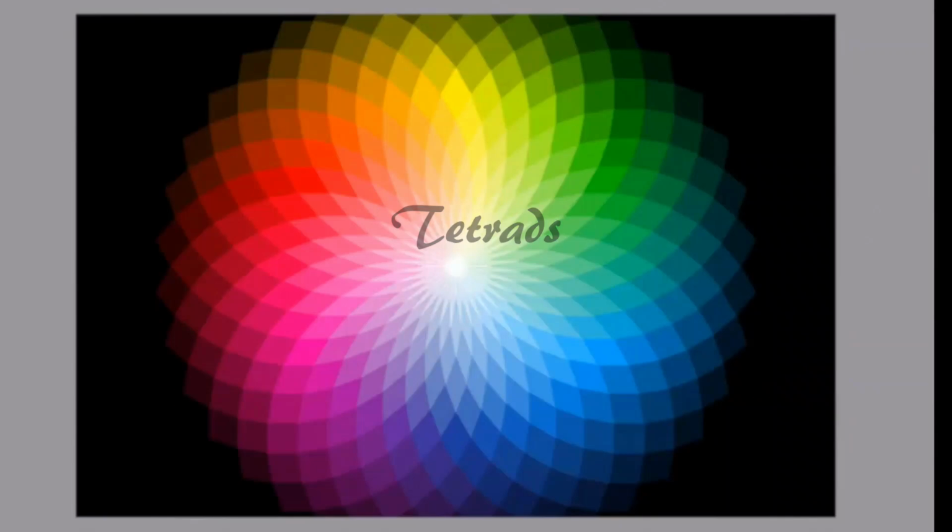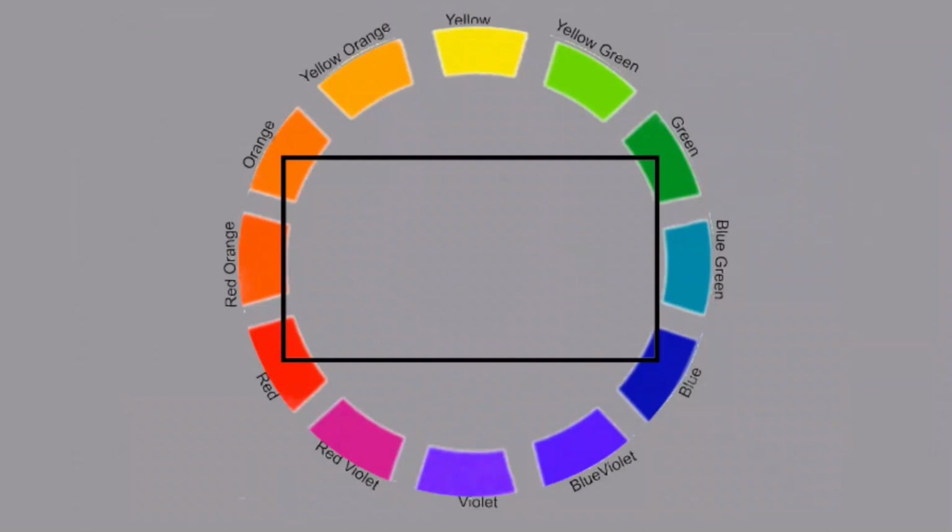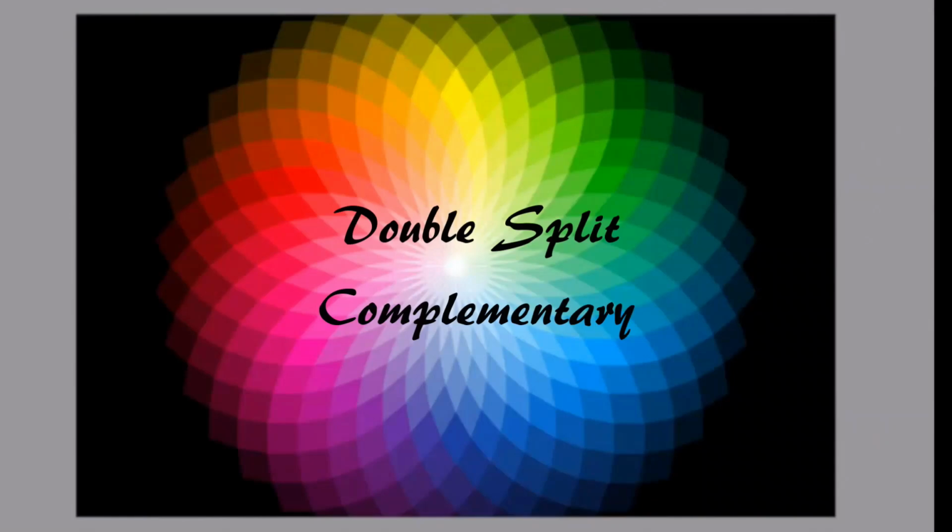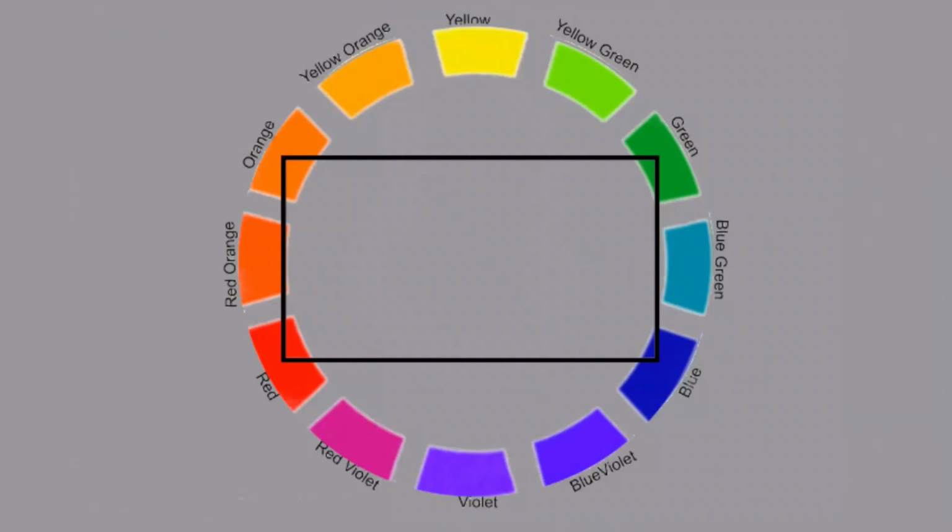Our fifth scheme, then, is the tetrad scheme. For the tetrad scheme, we will have four colors. So if you have a rectangle like we have here, on the points of the rectangle, just like on the points of the triangle we looked at, we have the colors that would go into the scheme. The three major kinds of tetrad schemes available to us are the double split scheme. It works on the same principle as a split complementary, double split complementary scheme. We just call it double split usually.